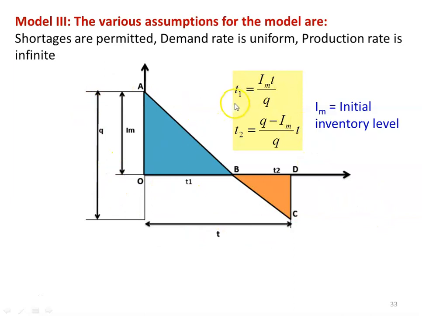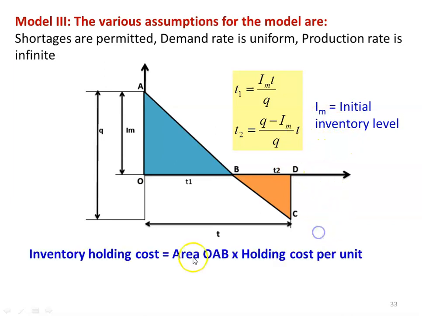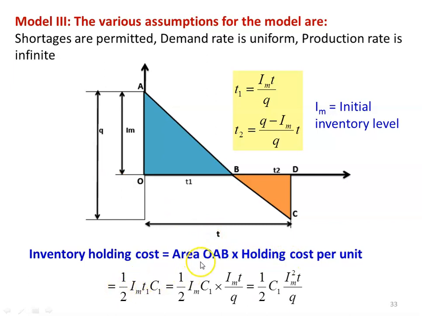From the diagram, T1 equals IM T divided by Q, and T2 equals (Q minus IM) by Q into T. IM is the initial inventory level. Now the inventory holding cost. The holding cost equals area OAB into holding cost per unit. The area of the triangle OAB equals 1 by 2 IM into T1, half into IM, the height of the triangle, into T1, the base length of the triangle, into C1, the cost. So this is equal to 1 by 2 IM T1 C1. Substituting for T1, which is IM T divided by Q, this equals 1 by 2 C1 IM square T divided by Q. So the inventory holding cost equals 1 by 2 C1 IM square T divided by Q.